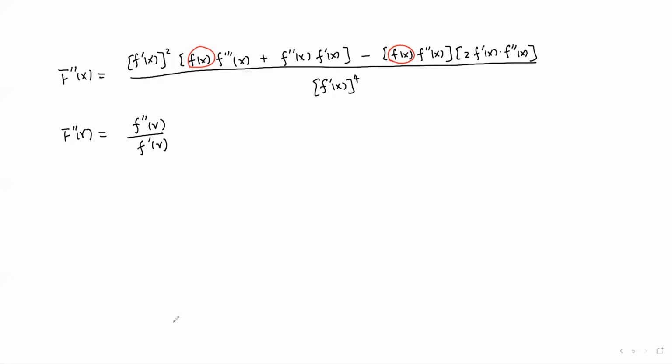Only this term is left, since this other term is 0. But the f derivative has power 2, and also there is another f derivative. So the bottom is f derivative with power 4. So I can cancel 3 f derivatives to get this.